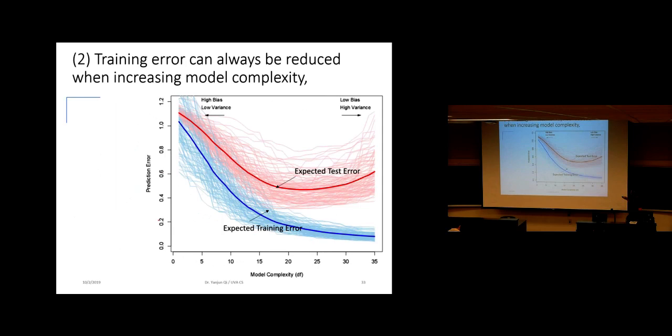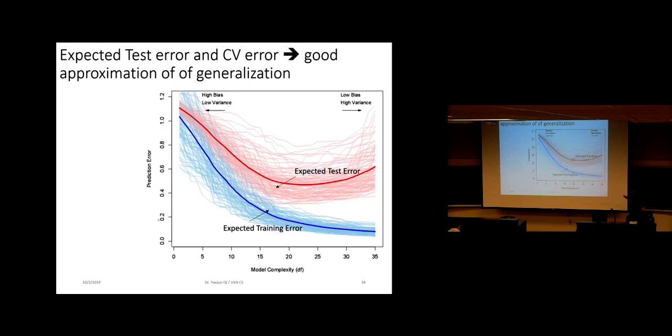I think I already covered this. Training error can always be reduced when increasing model complexity. And expected test error and cross-validation error are good proxies for the generalization error. The reason we care is because we care about expected prediction error, which is decomposed into bias, variance, and irreducible error. With model complexity, variance increases and bias decreases. That's why something in the middle is best, because we care about the sum.